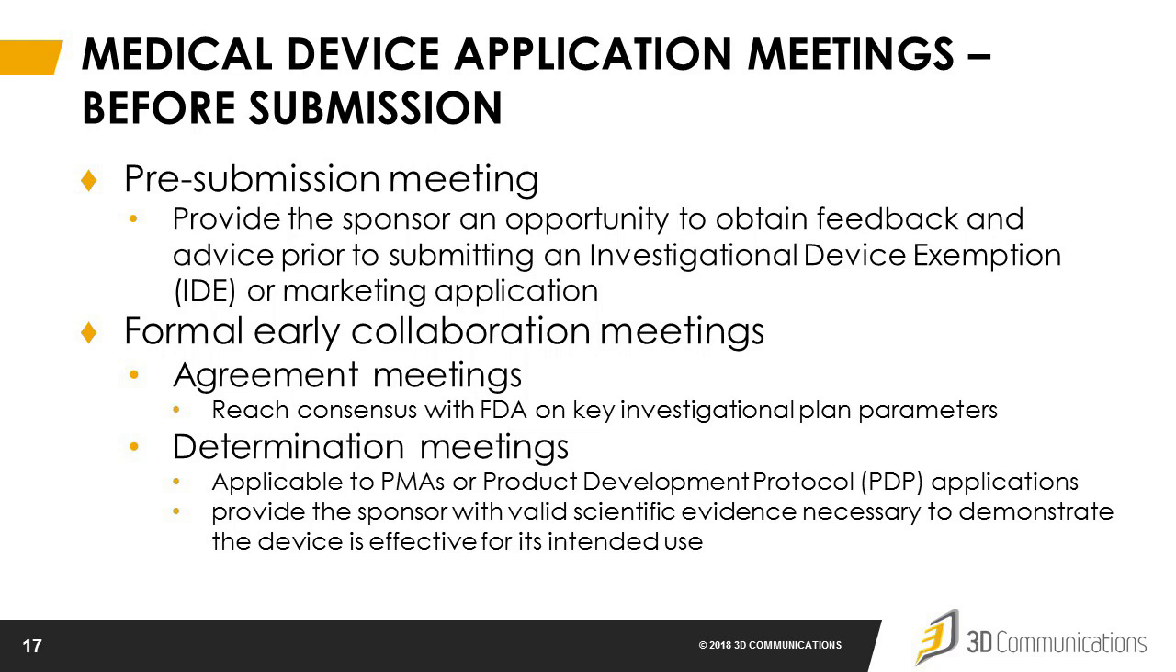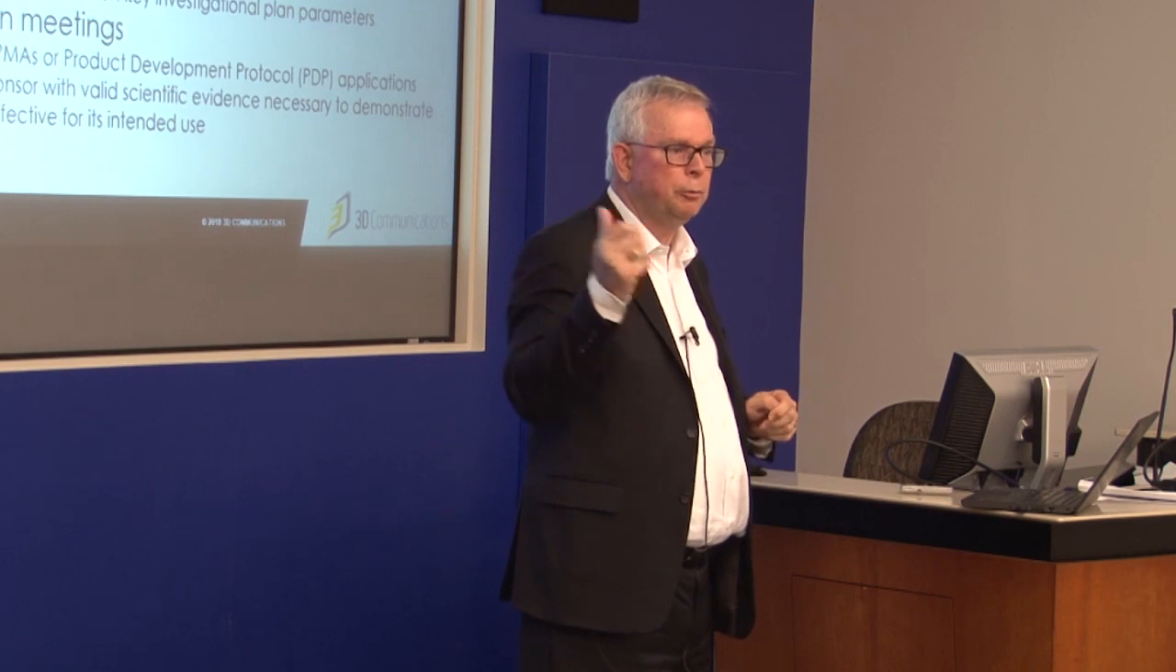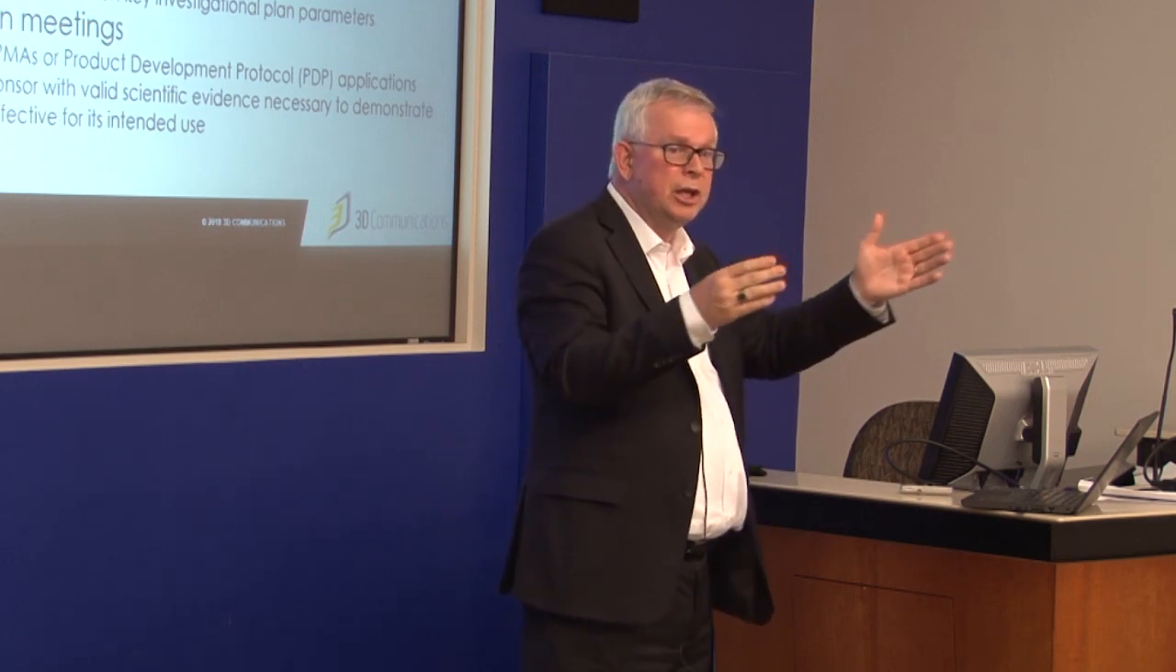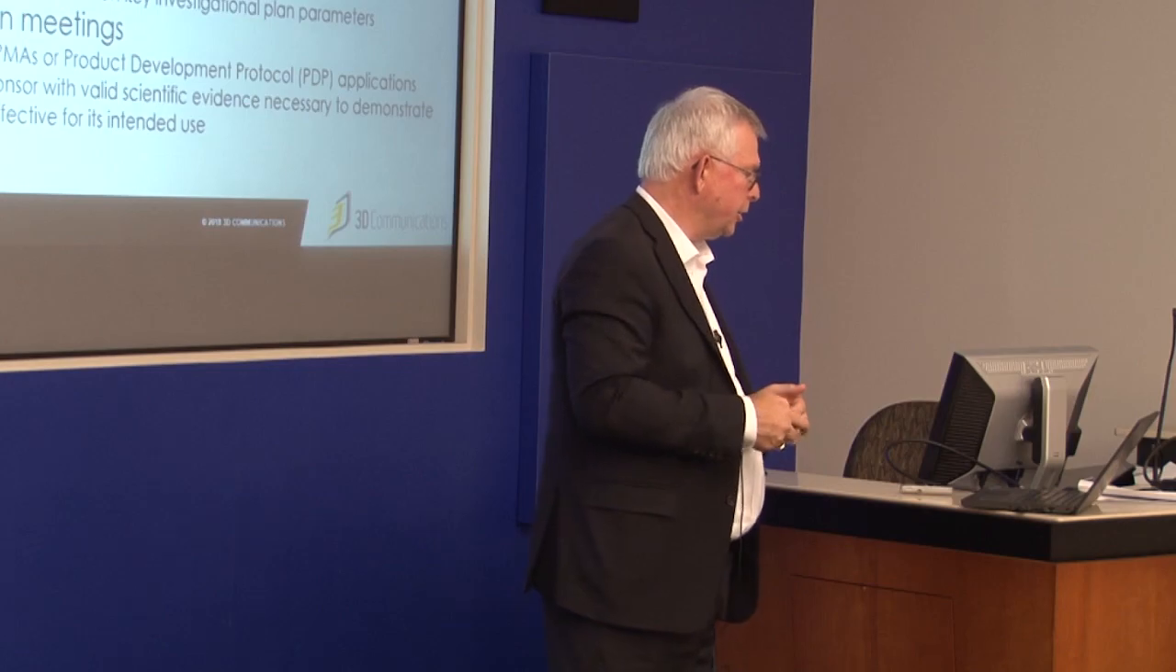And then there are, during your development program, what they call early collaboration meetings. An agreement meeting and a determination meeting. Agreement is more, so what are the investigational planned parameters that you have to put in your program to make sure that you can get some positive results out of there. And determination meetings are there to determine if the endpoint that you have said you're going to prove is scientifically valid for an approval. So those are the two meetings that you have before you even submit your data with the FDA.